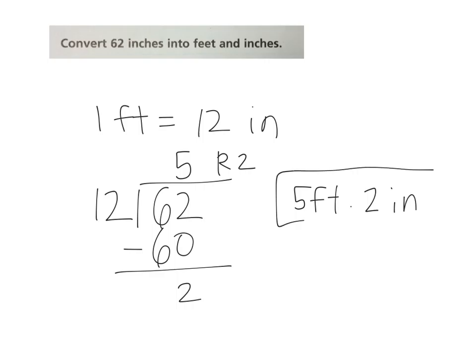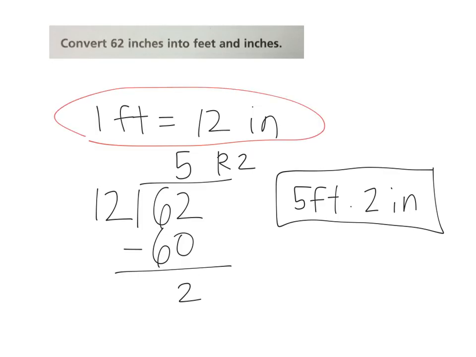Okay, so what conversion did Tanvi use to help her figure out that 62 inches is 5 feet and 2 inches, which actually happens to be my exact height? What conversion from the chart did Tanvi use? Soham? 1 foot equals 12 inches. Yeah, she used the fact that 1 foot equals 12 inches to help her convert 62 inches into feet and inches.